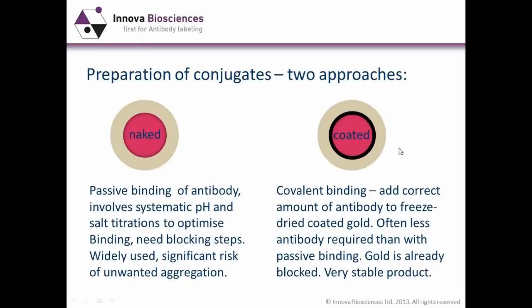And this is the coated gold on the right, which is designed for covalent binding. The only thing to consider here really is adding the correct amount of antibody, and it's normally added to freeze-dried gold. Because of the stability, we can provide this material in this freeze-dried format. Often less antibody is required than with passive binding. The gold is already blocked because of the surface coat, and you end up with a very stable product.